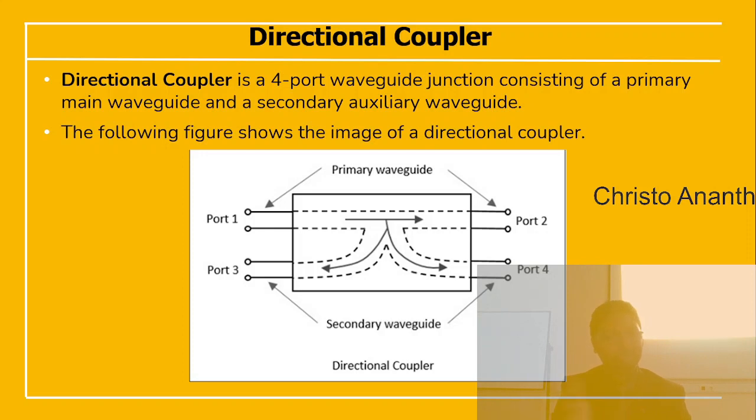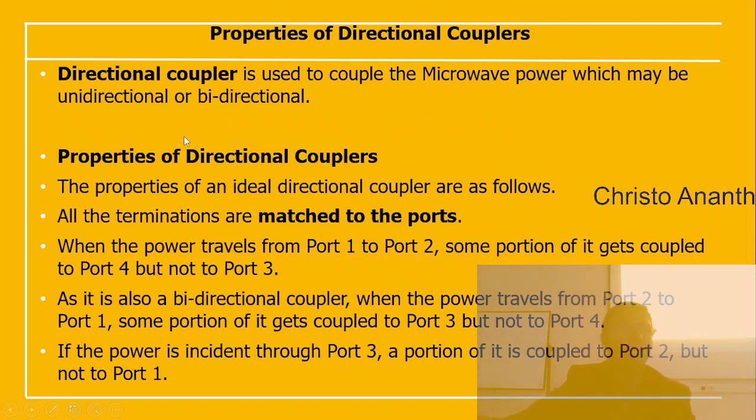So as I told you, the directional coupler is a 4-port waveguide junction. We'll be having a primary main waveguide and a secondary auxiliary waveguide. Ports 1 and 2 are the primary waveguide, ports 3 and 4 the secondary waveguide. So here it will be going straight, here it will be splitting. So combining, splitting. So with a directional coupler, you can couple the microwave power, which can be either unidirectional or bidirectional. Okay. So properties are as follows.